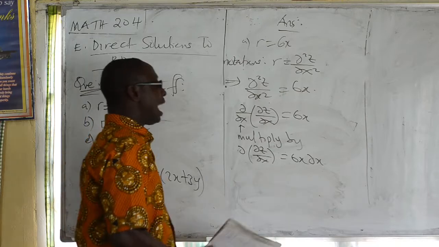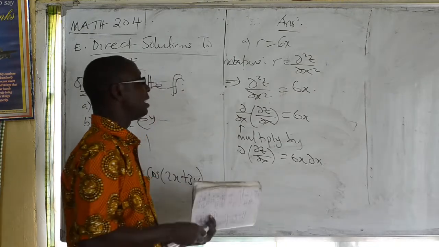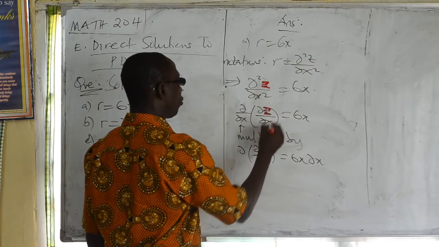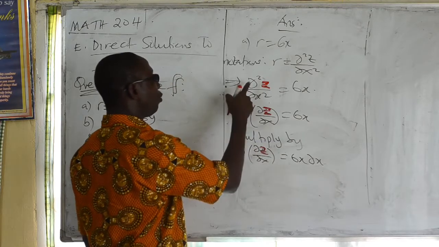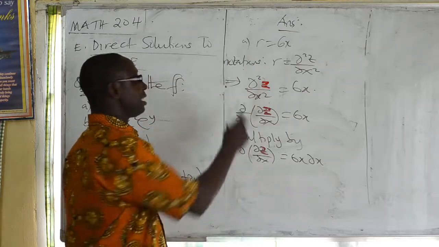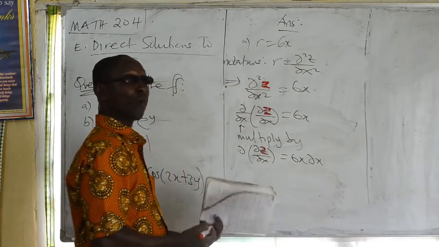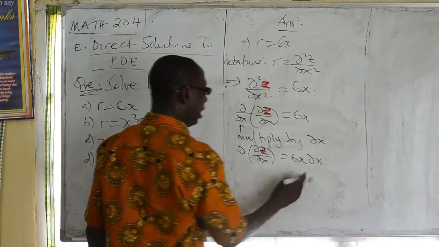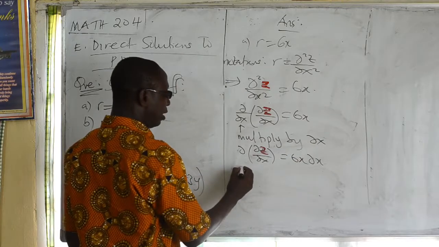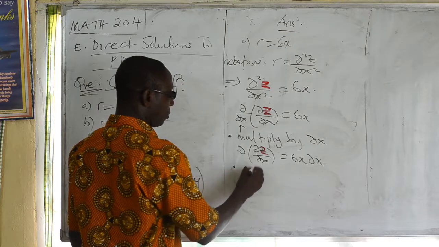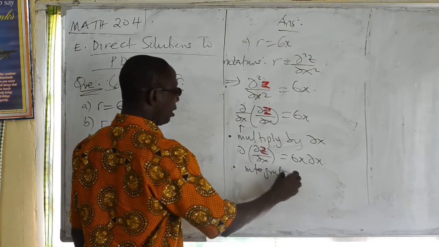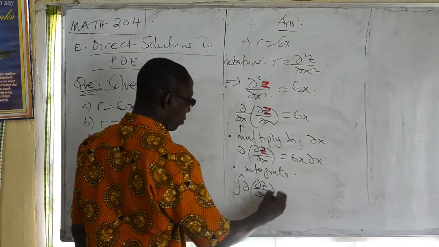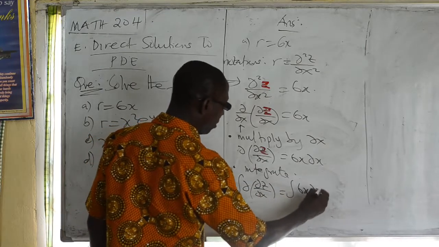Then we are trying to find Z, the red one. That is what we are trying to find. Meaning we have to remove this twice. And since this is differentiation twice, it means we have to integrate twice. So we multiply through by partial X. Then here we integrate. So we put integration here, then we put integration here.